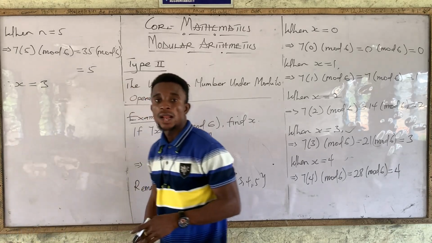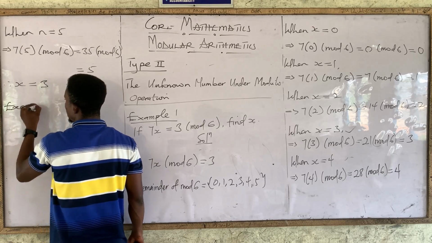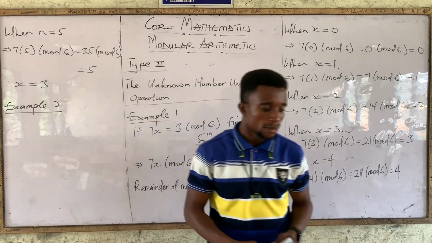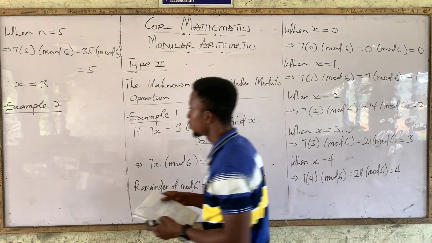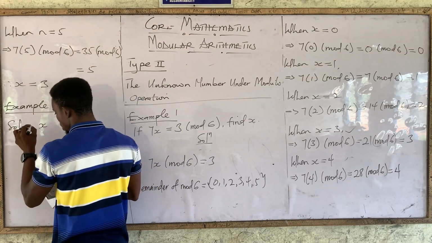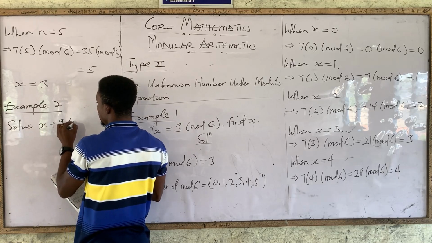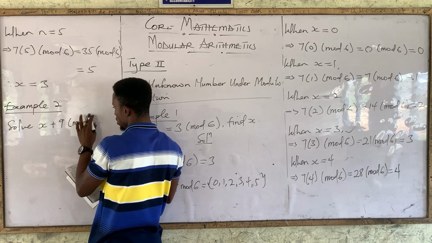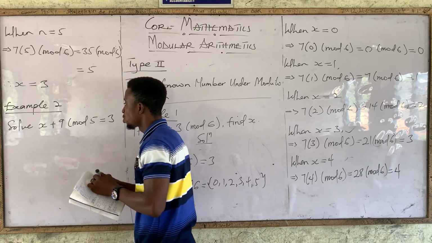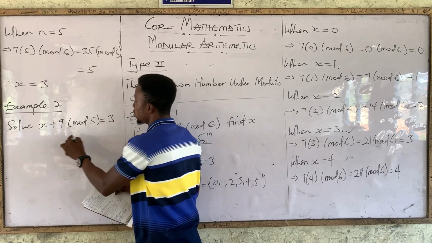So now, let's take the next example, that is example number 2. Example number 2 also says, we have to solve x plus 9 in mod 5, this is equal to 3. So solve x plus 9 mod 5 equal to 3.